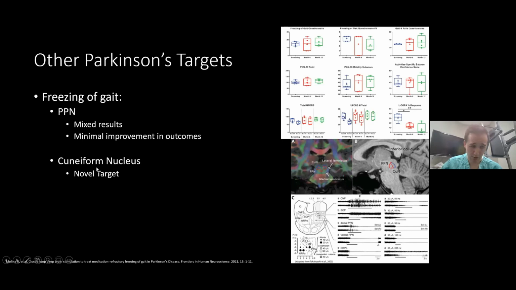And then there's a new target, which I'll have to give credit to Dr. Cahigas for. This is the cuneiform nucleus. It's in the same anatomic neighborhood as the PPN. There have been some animal studies in Europe where, in an attempt to get to the PPN, they accidentally lesioned this area, which is the cuneiform nucleus. And they saw that they had some return of motor response.